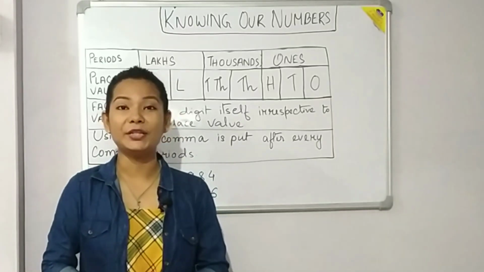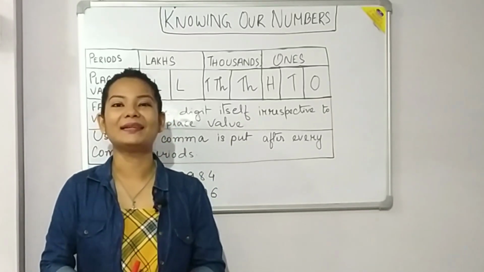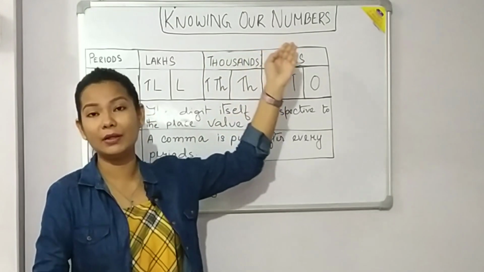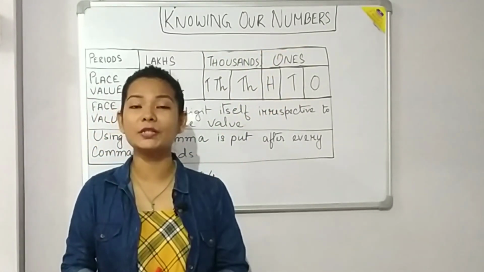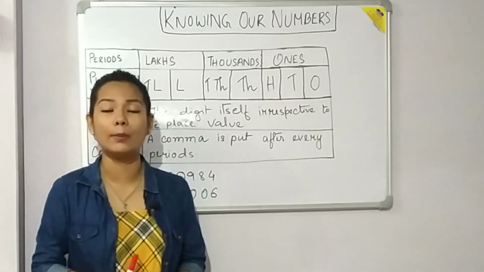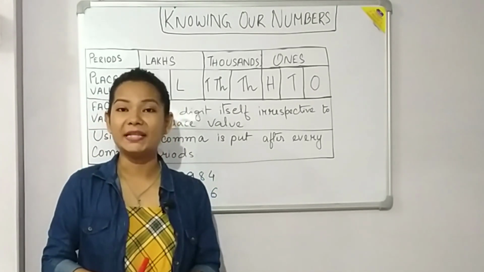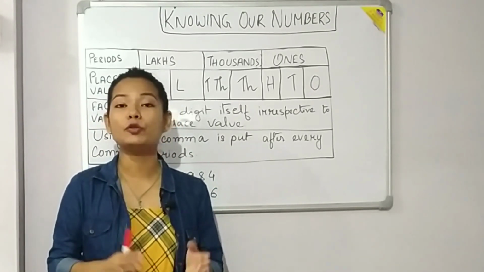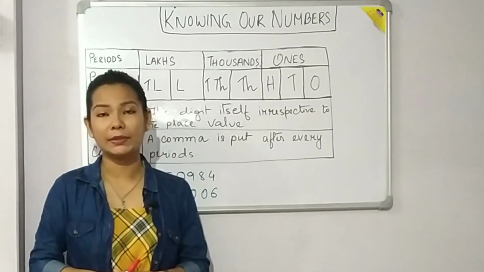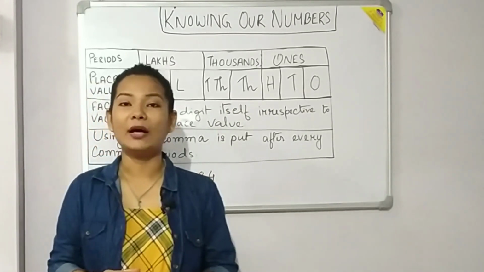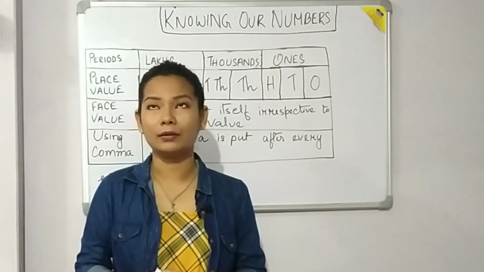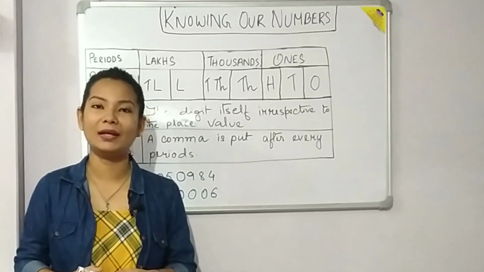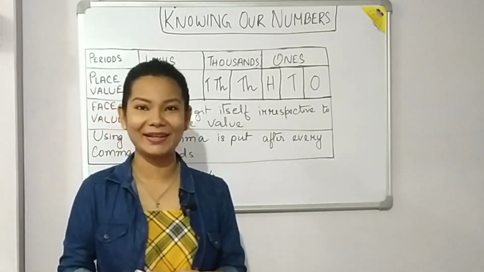Students, today we are going to read about the very first chapter, and the name of the chapter is Knowing Our Numbers. So to know about the numbers, we have to know first of all about periods, place value, face value, and how to use commas in between the numbers. And I know all of you have got these things in your previous junior classes, but still let us do a quick revision on this, alright?